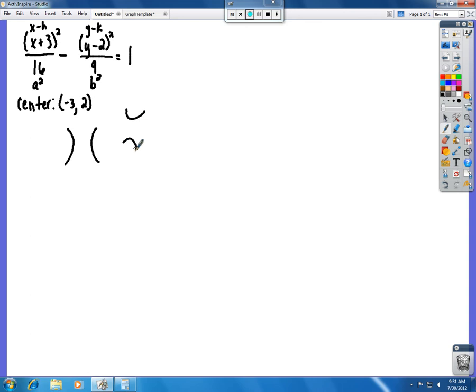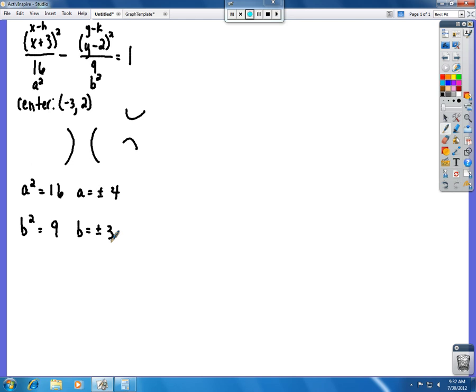Okay, so again, if a squared is 16, that means a is plus or minus 4, and then b squared, if that's equal to 9, then b is equal to plus or minus 3.